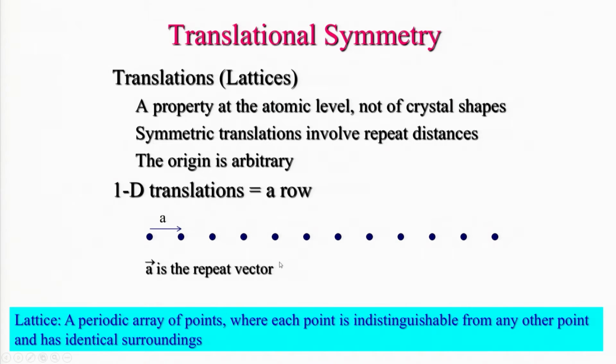Before going to the next stage, let us discuss the lattice here. A lattice is a periodic array of points where each point is indistinguishable from any other point and has identical surroundings. So, in case of translational symmetry along a particular direction, the periodic translation will develop a pattern here, and this pattern along one direction we call a row.